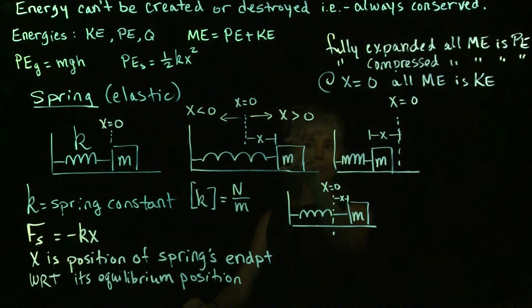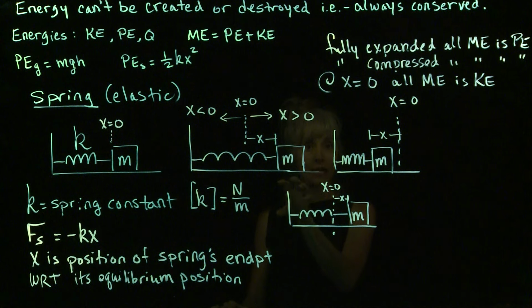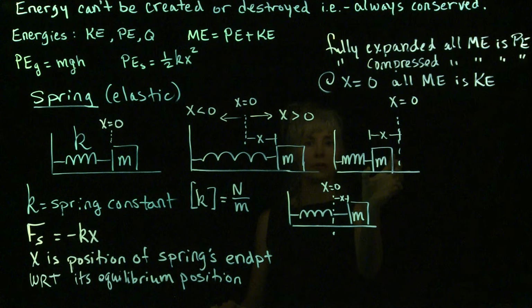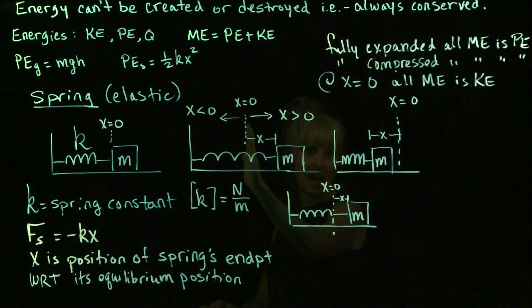So when we're fully expanded, all the mechanical energy is in the form of potential energy. When we are fully compressed, all of the mechanical energy is in the form of potential energy. When the object moves from the maximum expansion to the equilibrium position, then the energy is in both forms, kinetic and potential. When it reaches the equilibrium position, there's no potential energy, right? x is 0 at that point, no potential energy. All the energy is in kinetic energy. Of course, it's moving the fastest there.